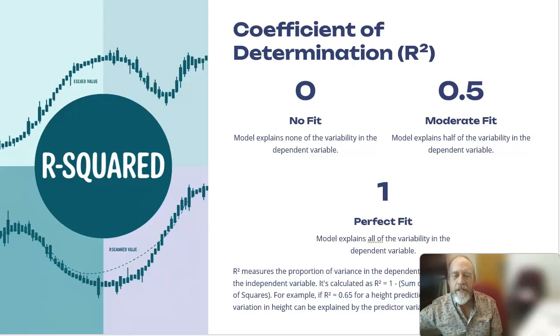And basically what you're saying is that this model that you have, y equals beta naught plus beta 1 times x, doesn't explain any of the variability of the dependent variable, whereas the 1 says that it explains all of the variability of the dependent variable. Okay?